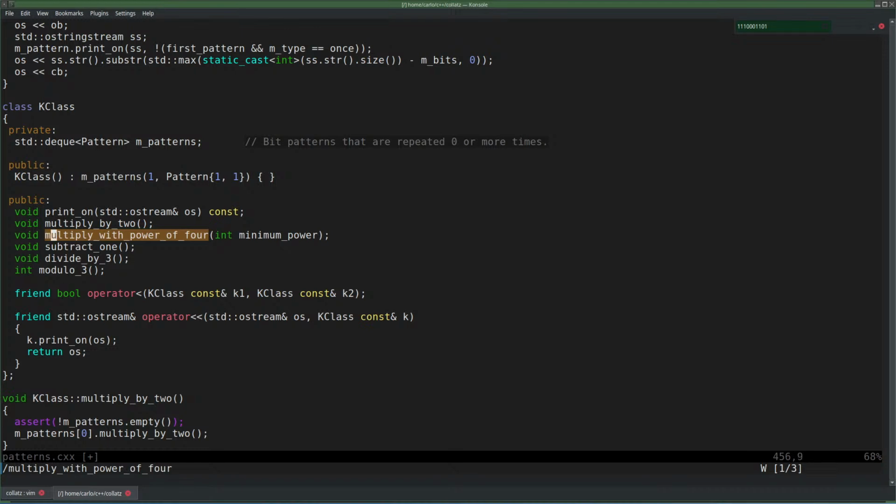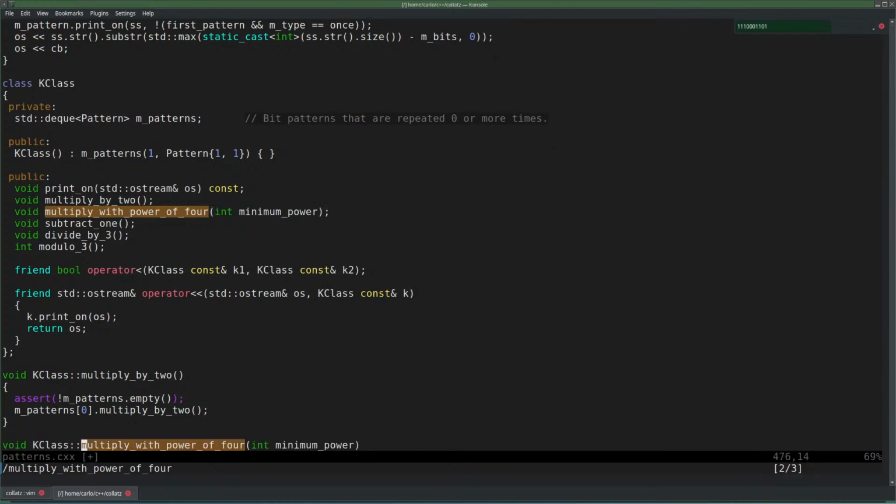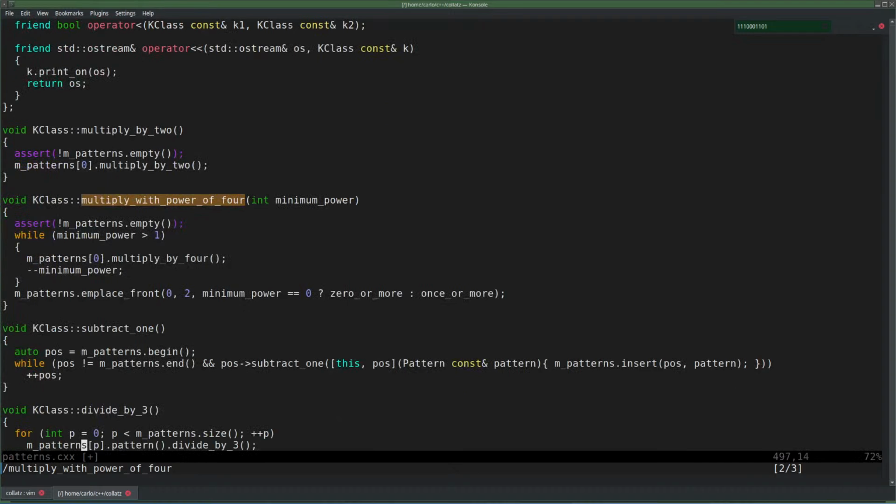So I'm going to get rid of the minimum power. Maybe not yet. But I'm definitely going to get rid of that. It's allowed that the power is larger than 1. That should not be allowed.